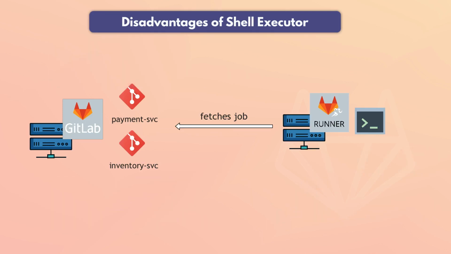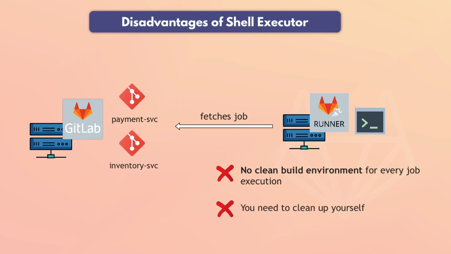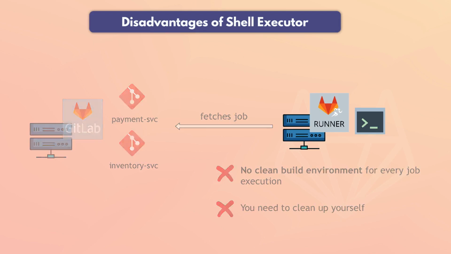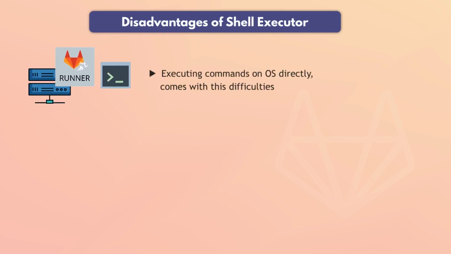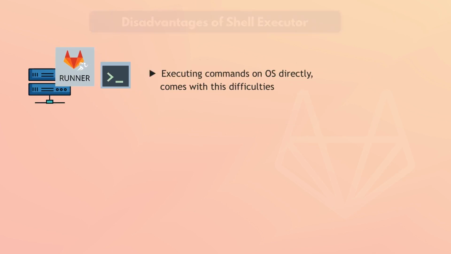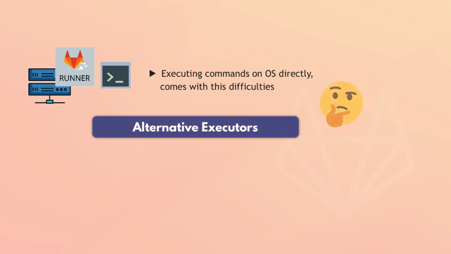And finally, when you execute multiple jobs on the same runner, you actually have leftovers on the server from the previous job execution. So the environment gets cluttered and you have a lot of maybe temporary files or things that remain from each job execution. So executing jobs on runner's operating system directly has all these limitations. Now the question is, do we have some alternatives or better options?